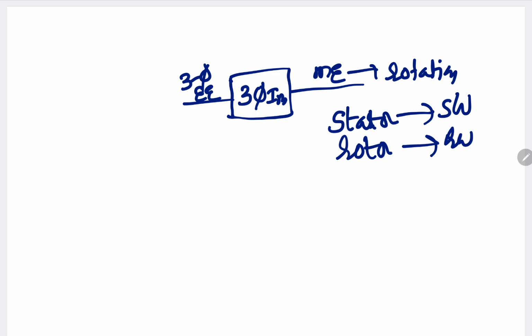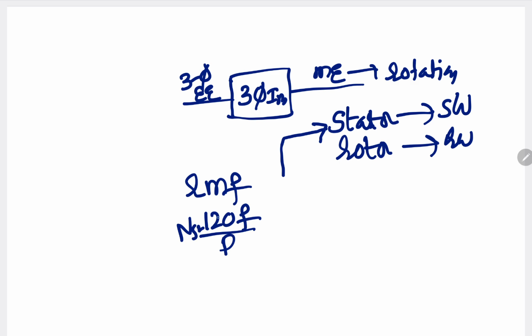So quickly we'll see the operation of the three-phase induction motor. We give a three-phase AC supply to the stator winding, then a rotating magnetic field is developed, which rotates at the synchronous speed, that is 120 f by P. The stator and rotor are not physically touching each other; they are separated by a small air gap. This rotating magnetic field will pass through the air gap and touch the rotor conductors.